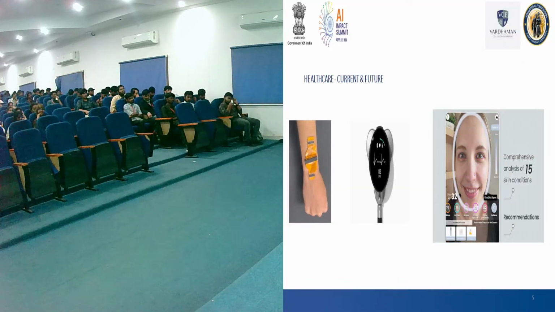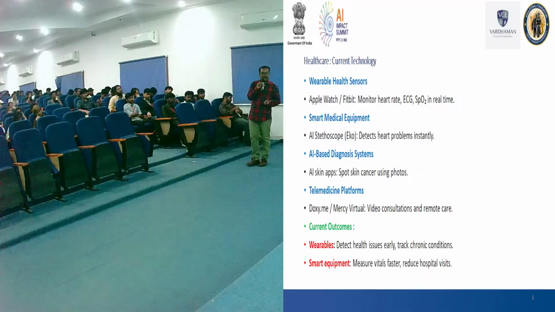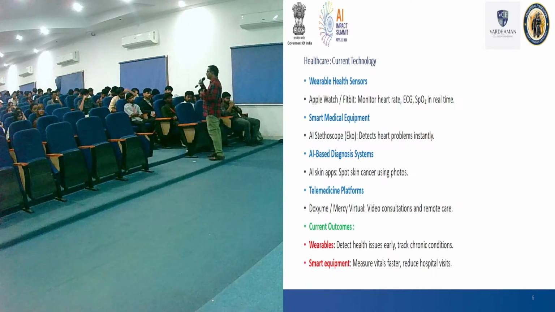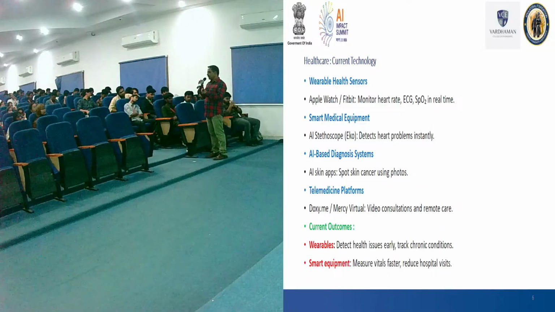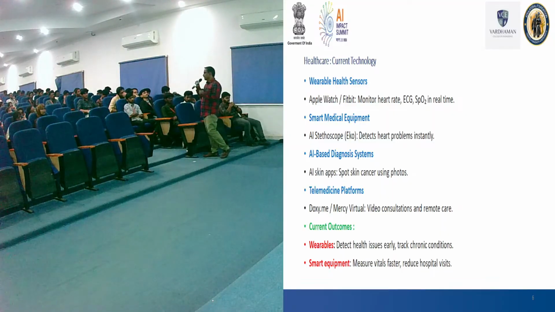What are the current technology outcomes? Wearable devices, smart equipment. Okay, all the devices. For example, earlier if you wanted to know about my heart rate, first I needed to get the appointment, then I needed to meet the doctor, and they would check. Now, no need to visit the hospital. You wear a smartwatch or smart wearable device, and it automatically displays all the data. That is the improvement of technology.